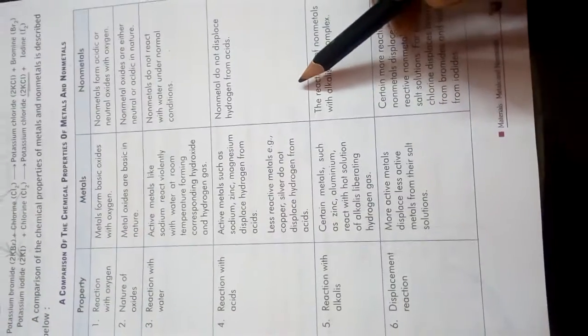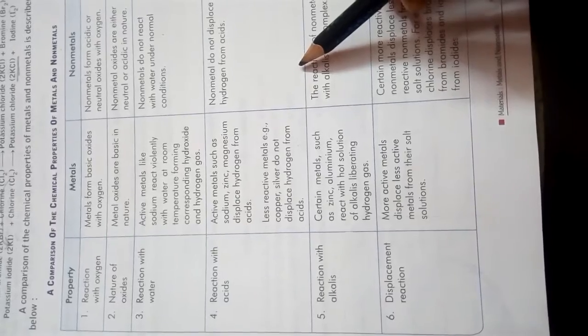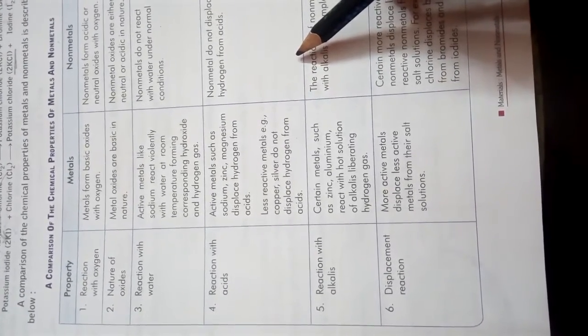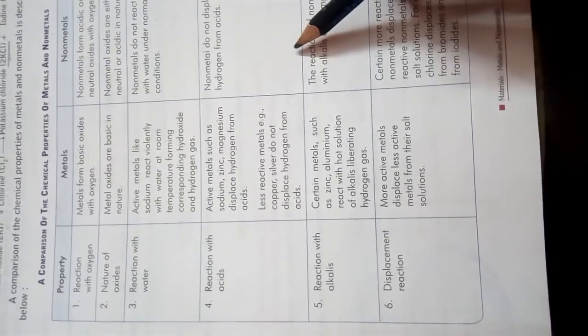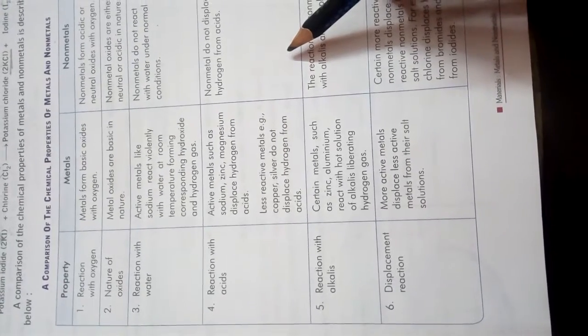On the basis of physical properties also you can differentiate between metals and non-metals, through their different properties like ductility, malleability, sonority or conductivity, which I will give you as a note also.